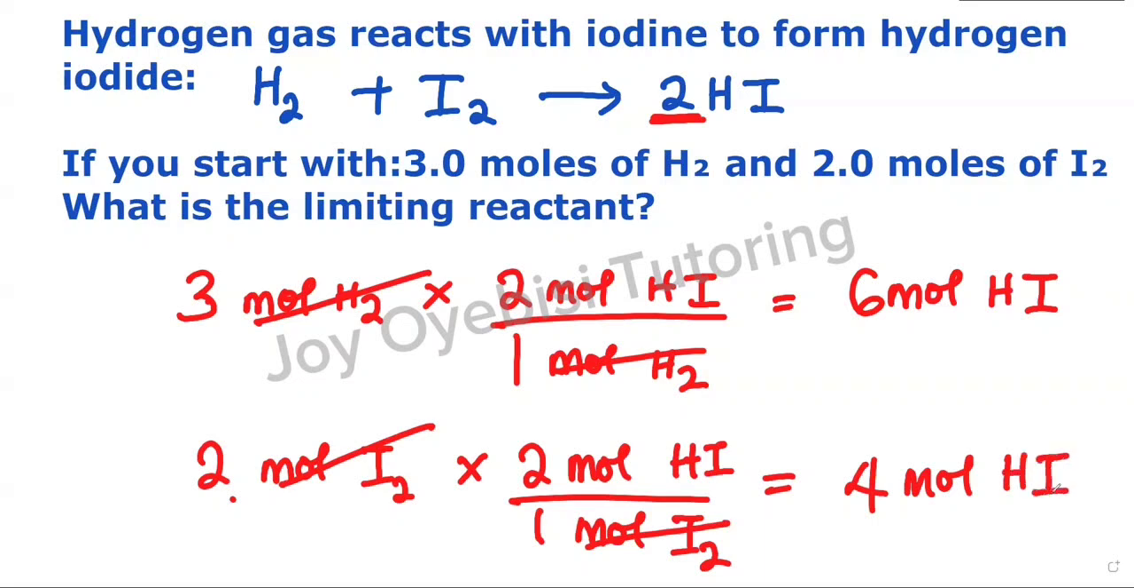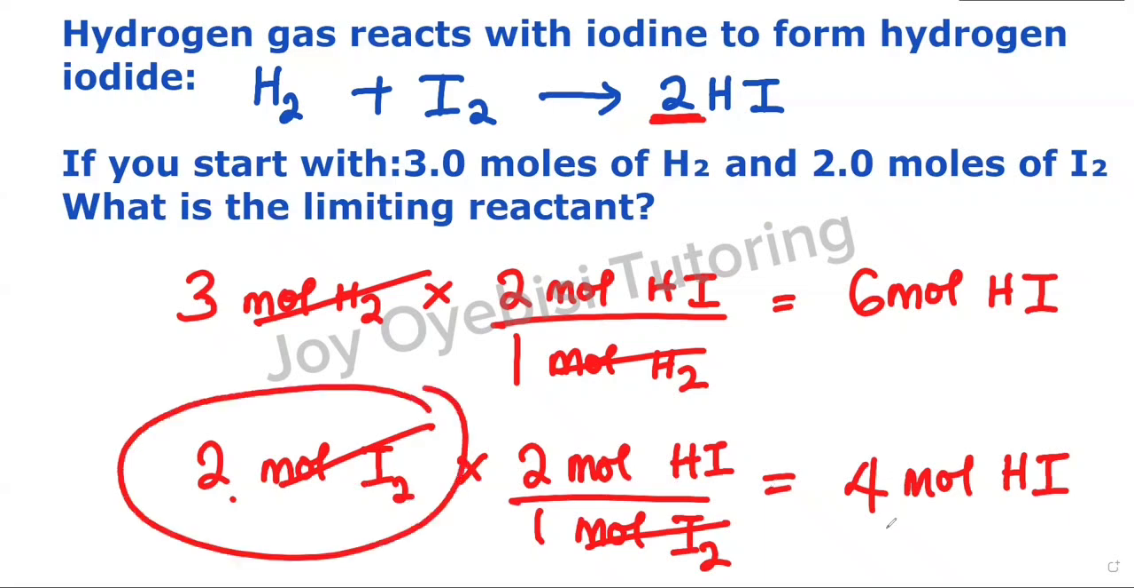So the reactant that gives you the smallest mole of the product becomes your limiting reactant. And that means that iodine, which gave us 4 moles, is the limiting reactant. The excess reactant would then be the other reactant, the one that gave the higher amount of the product.